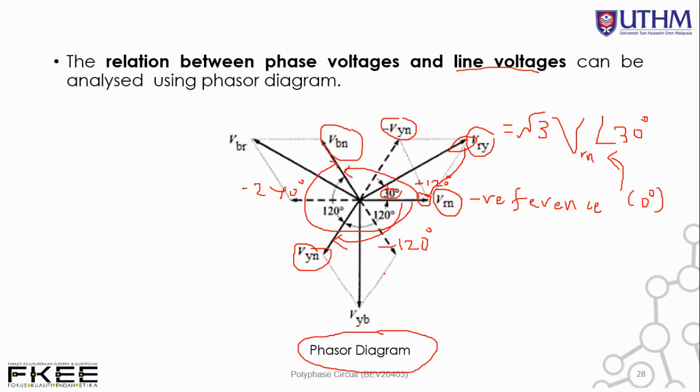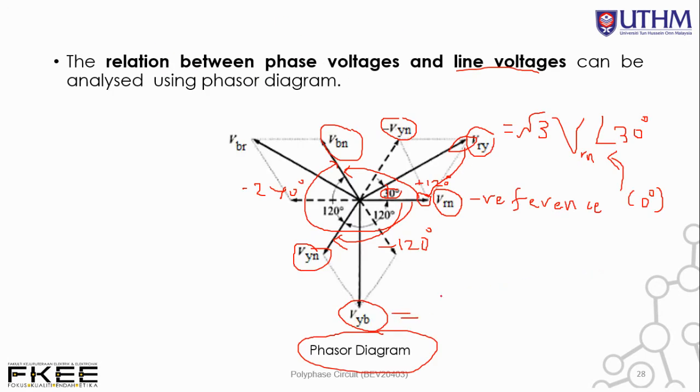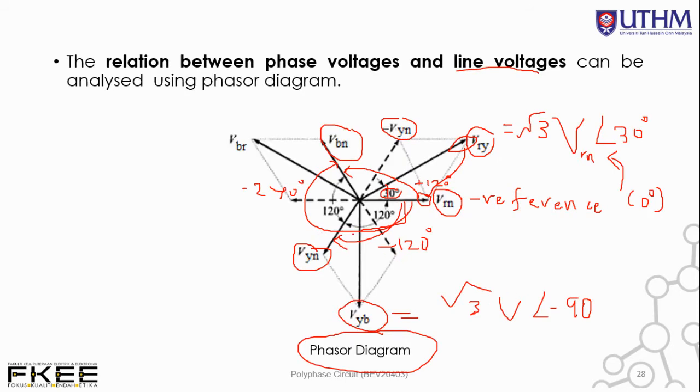Okay, similarly, if you plot VYB from the answer, VYB is square root 3 V at minus 90 degrees. So it is 90 degrees from VRN here. And then for VBR, it is minus 210 over here. The magnitude is the same, square root 3 V, but the angle is now relocated to minus 210, over here.